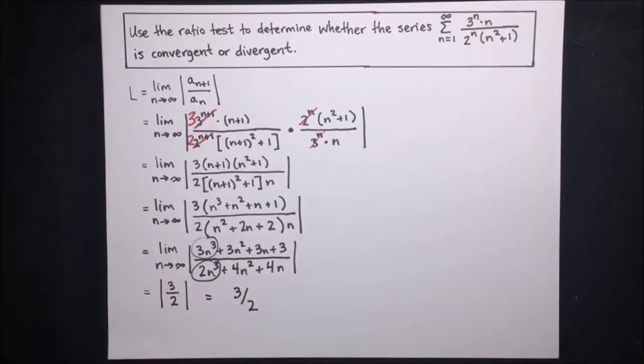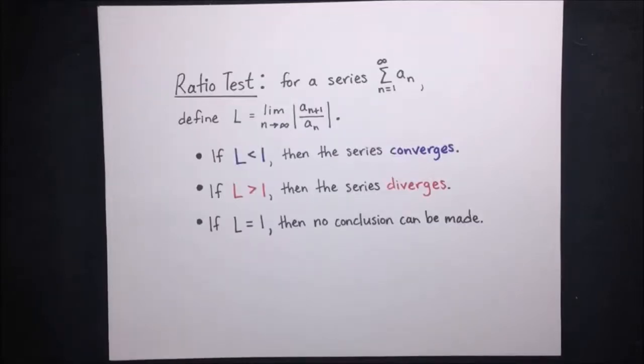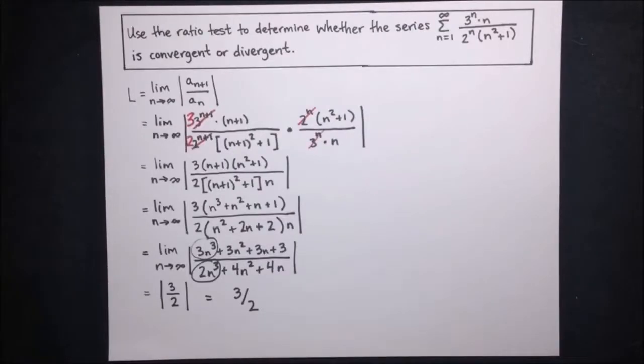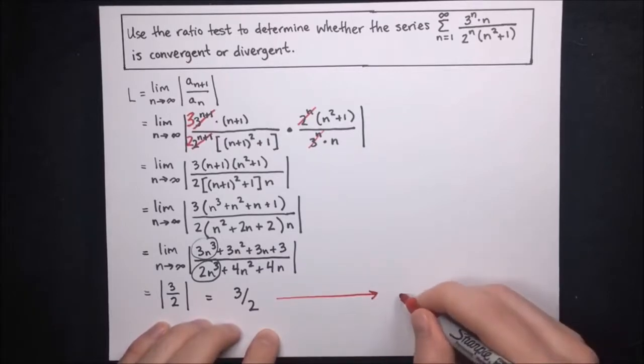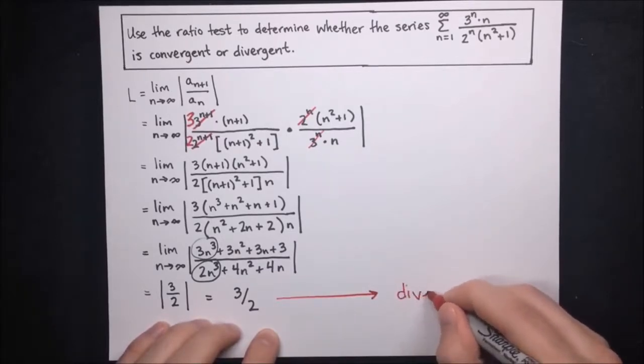Okay, so we've got the value of L. Think back to the ratio test. 3/2 is bigger than 1, so that says the series diverges. So that's our conclusion. Because L is 3/2, which is bigger than 1, the series is divergent.